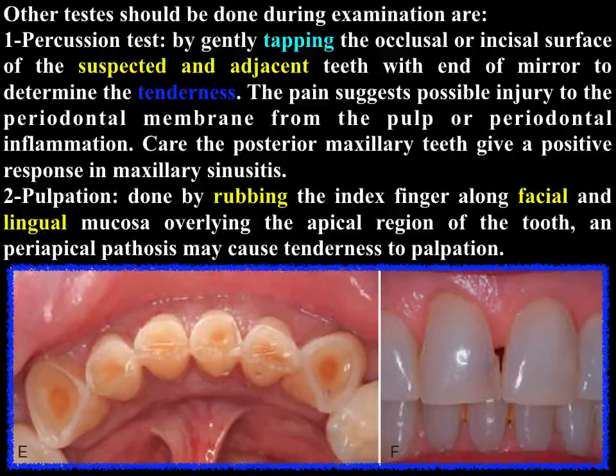Two, palpation is done by roping the index finger along the facial and lingual mucosa overlying the apical region of the tooth, and periapical pathogenesis may cause tenderness to the palpation. With the index finger, we can move over the apical area, and if we have a lesion, the patient may have tenderness or pain.